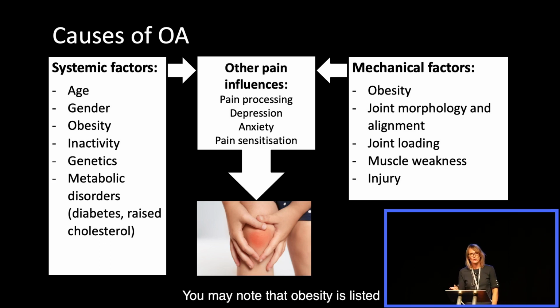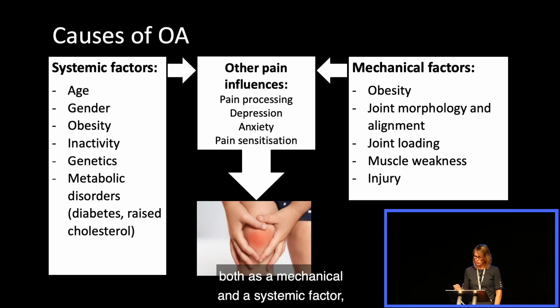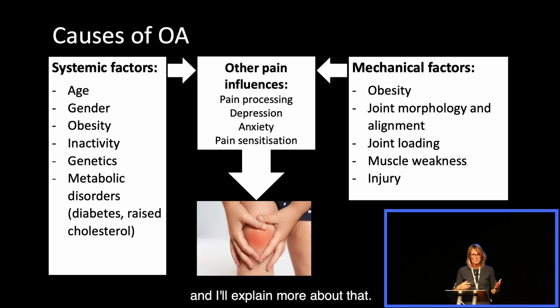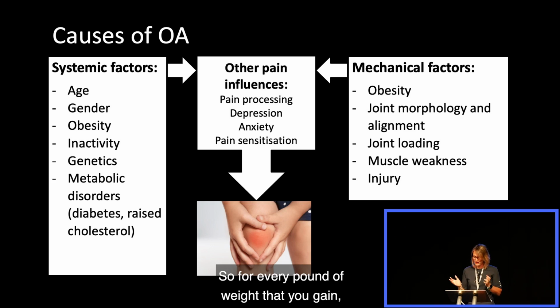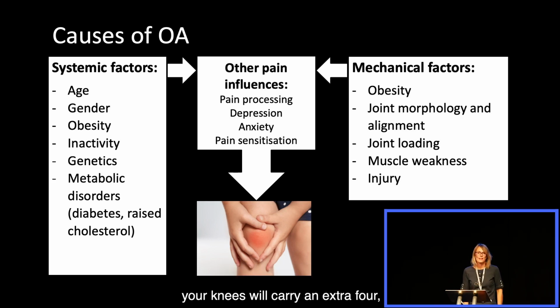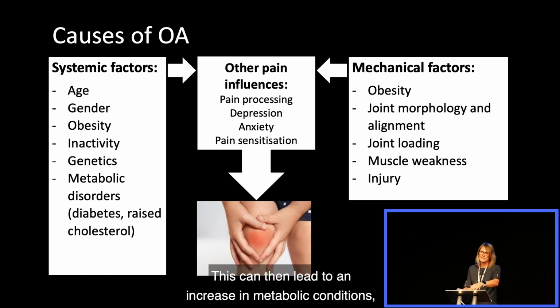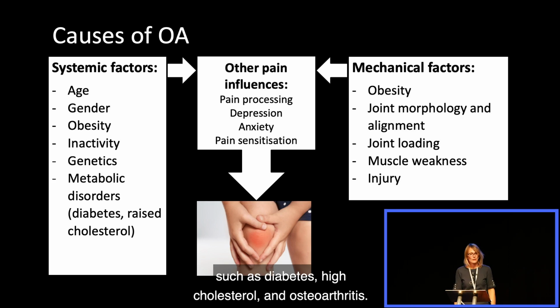You may note that obesity is listed both as a mechanical and a systemic factor, and I'll explain more about that. So excess body weight is a risk factor, both for the development and the progression of osteoarthritis. So for every pound of weight that you gain, your knees will carry an extra 4 and your hips an extra 6. In addition to this increased load, obesity promotes inflammation throughout the whole body. This can then lead to an increase in metabolic conditions such as diabetes, high cholesterol, and osteoarthritis, hence its inclusion in both the categories.